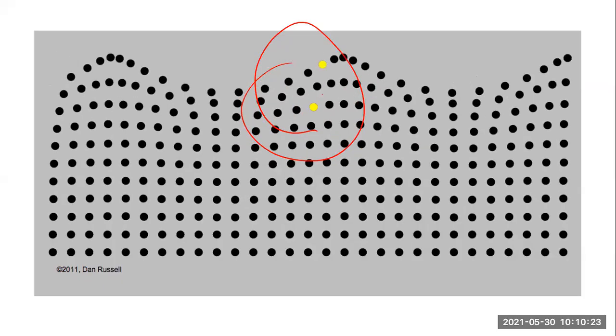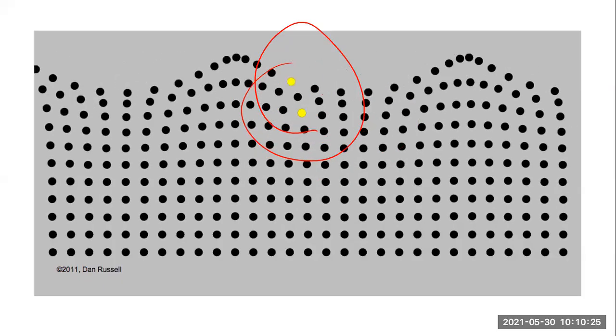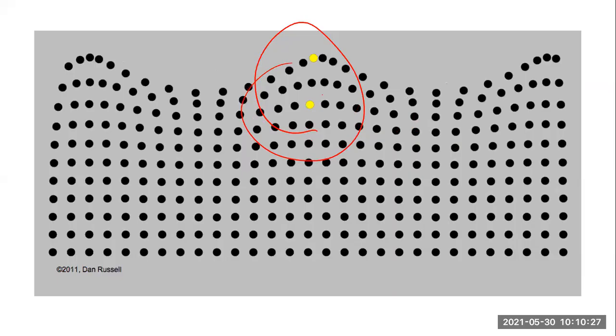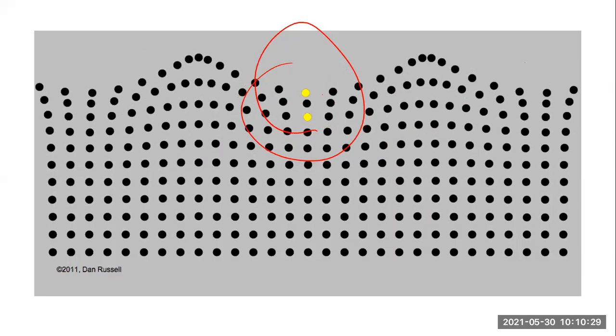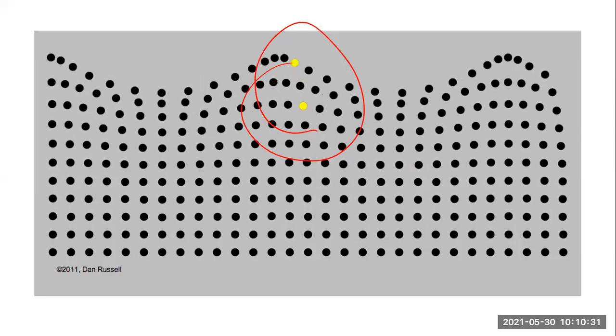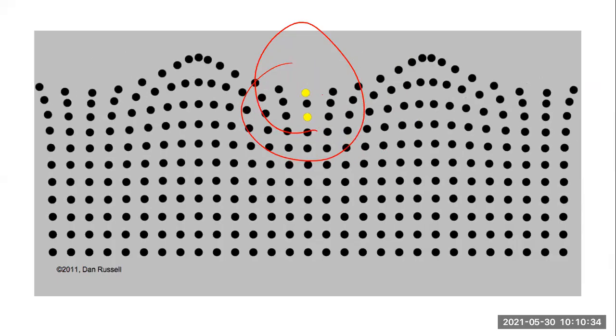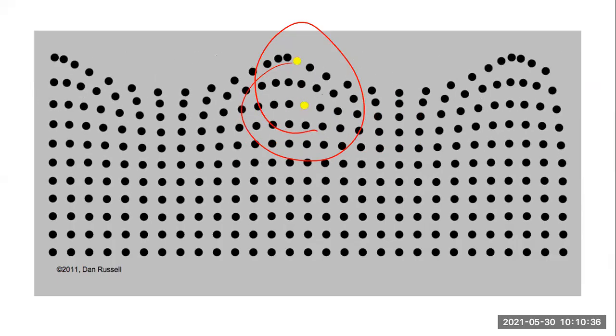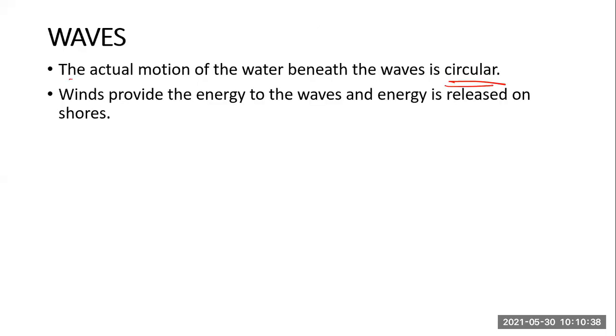Most often, as the wave passes through the location, the particles of that region undergo a circular motion. You can note the points given in the slide. You can give a heading, waves, and note these two points.